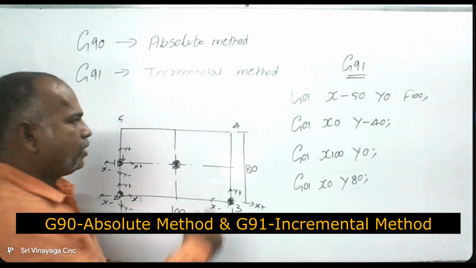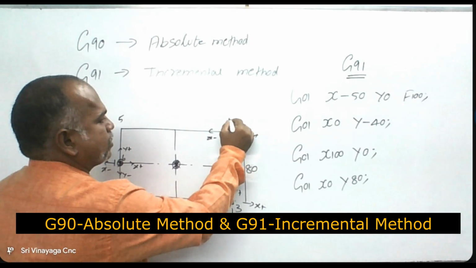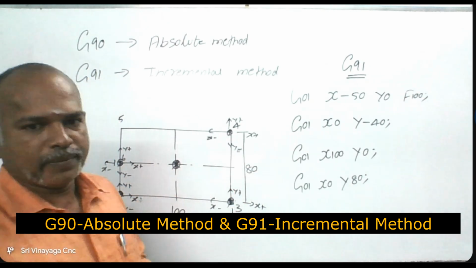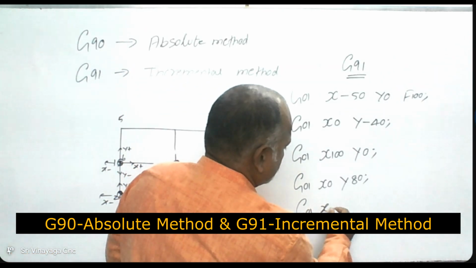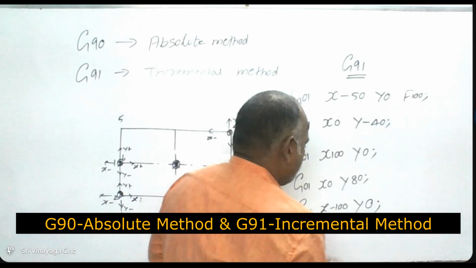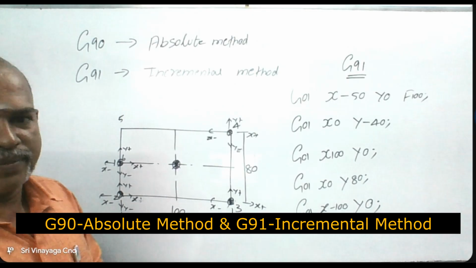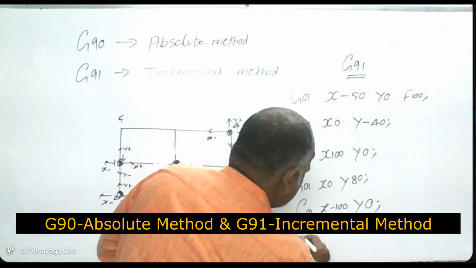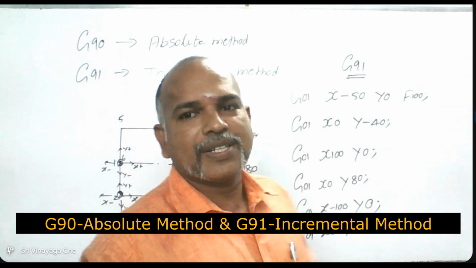This is the origin point. From here to here, X is going to be minus 100 and Y is going to be 0. From 5 to 6, X is going to be 0 and Y is going to be minus 40. Very good. This is known as the incremental method.